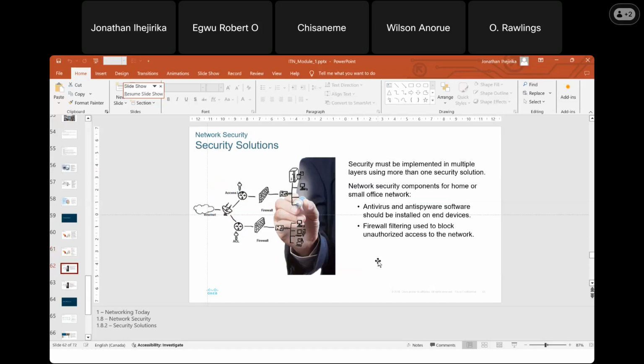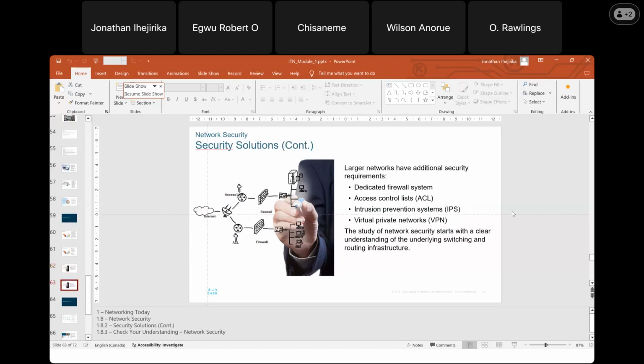Antivirus and anti-spyware software. Yes, you can install antivirus into your system and also anti-spyware to spot if there are intruders coming into your network. So they should be installed on your end devices. We use firewall features to block unauthorized access to the network. As we progress in this course, we'll understand the importance of firewalls in our end devices.